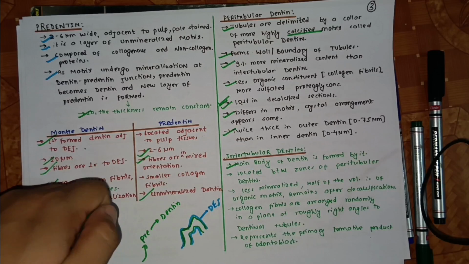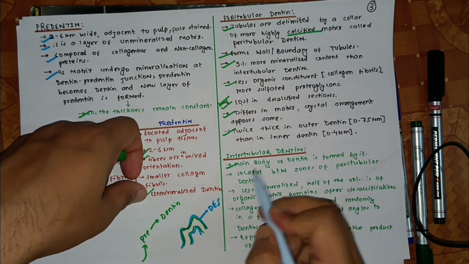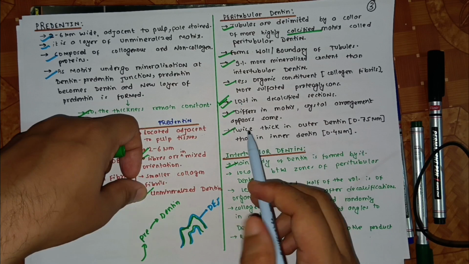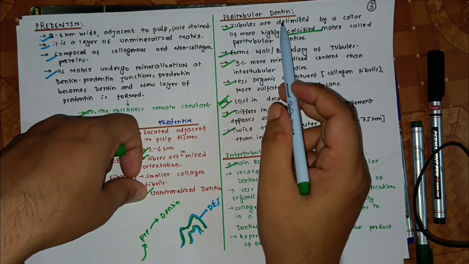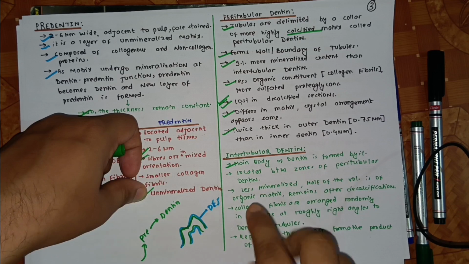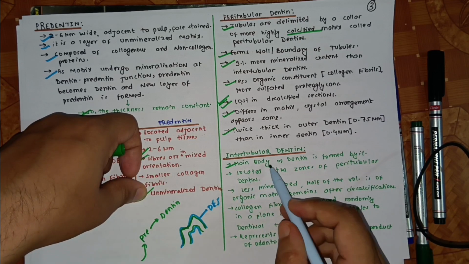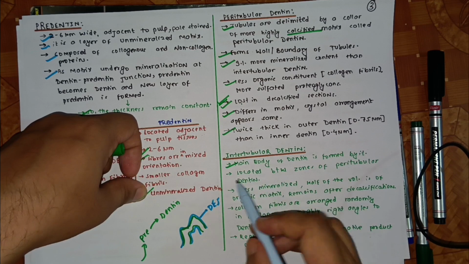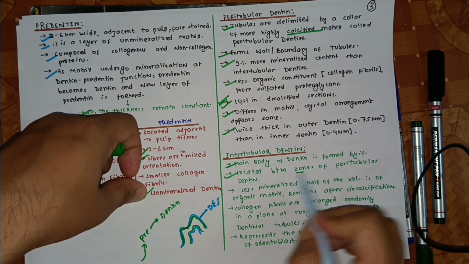Now, intertubular dentin is the dentin that is present between the dentinal tubules. The dentinal tubule is delimited by the peritubular dentin, and the intertubular dentin is present between the peritubular dentins, or the dentinal tubules. It is the main body of the dentin. It forms the space between them, located between the zones of the peritubular dentin.